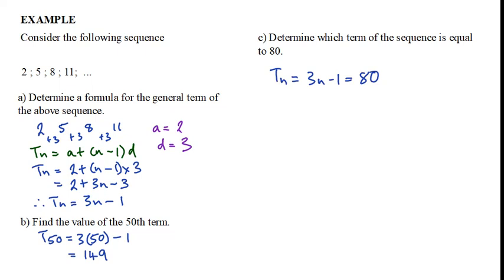So this negative 1 is going to go over. That means 3n is going to be 80 plus 1, which is 81. Divide both sides by 3, and n is going to be 81 divided by 3, which is 27. So 80 is going to be the 27th term.